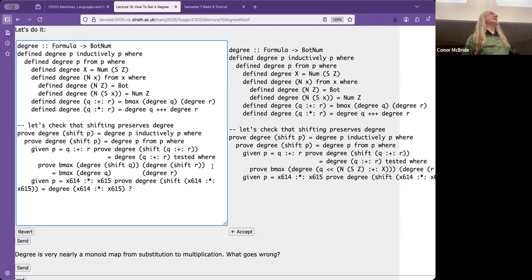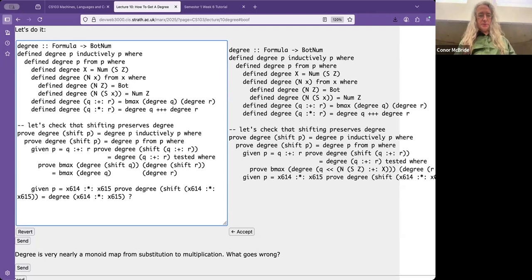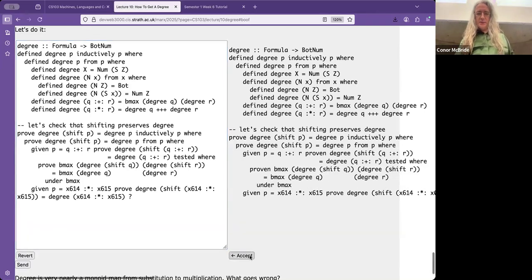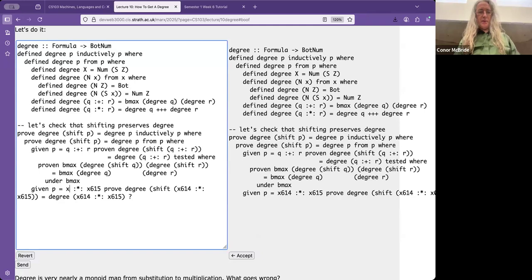Do you see these B maxes just line up nicely? So yeah, we can just go under B max. And that's that one done. And okay, I will line this one up as well.